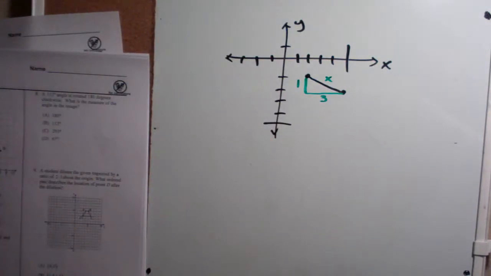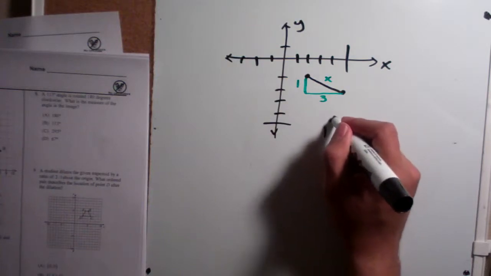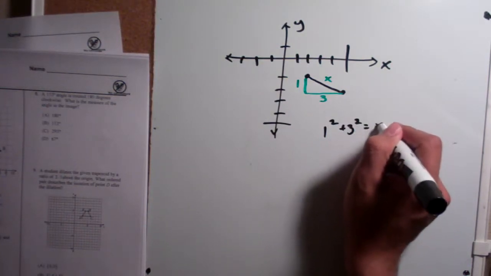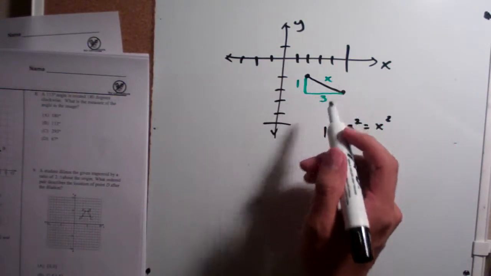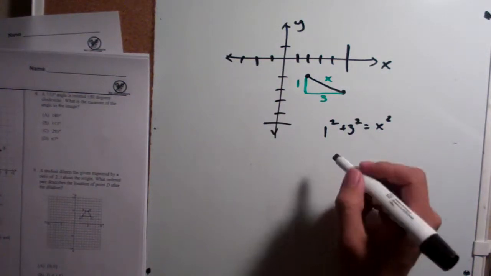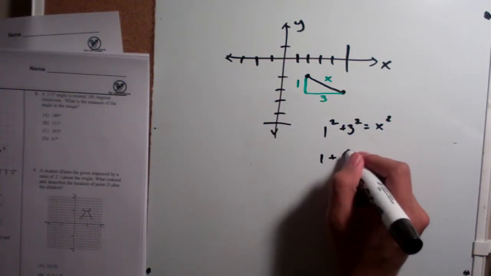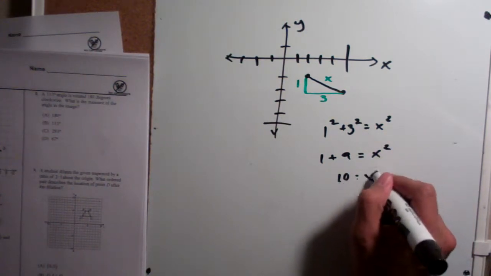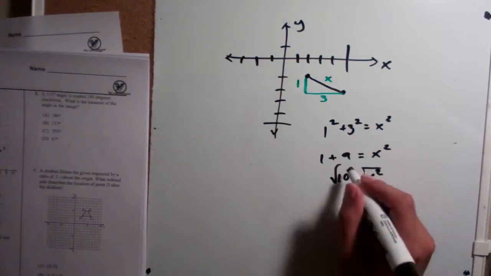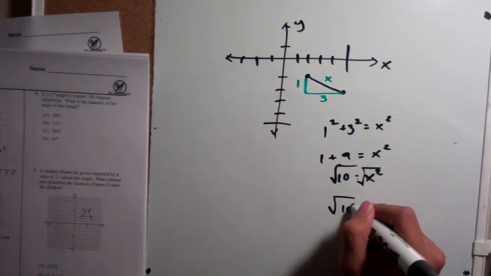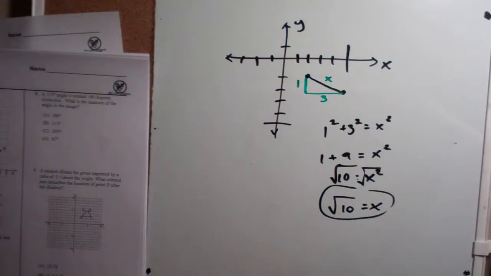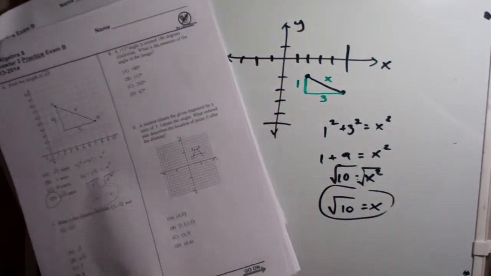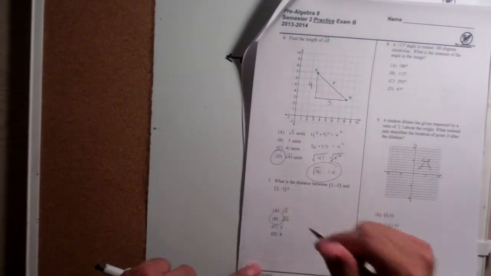So we're going to set up the Pythagorean theorem again. You're going to hear it from me 1,000 times. So we're going to have 1 squared plus 3 squared equal to x squared. That x squared is our hypotenuse, so that's why it's by itself. 1 squared is 1, 3 squared is 9, equal to x squared. Left side will become 10, and I will square root both sides, and we have square root of 10 equal to x. This doesn't simplify, and if I look at my answer choices, square root of 10, yep, right there, letter B is the correct answer for number 7.